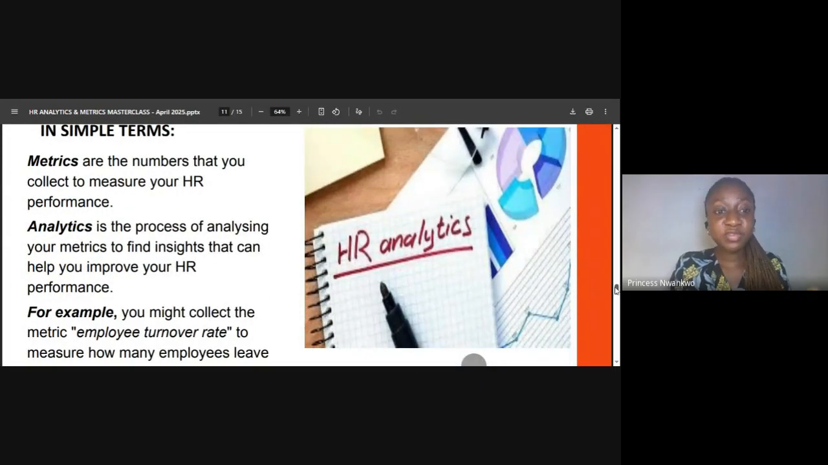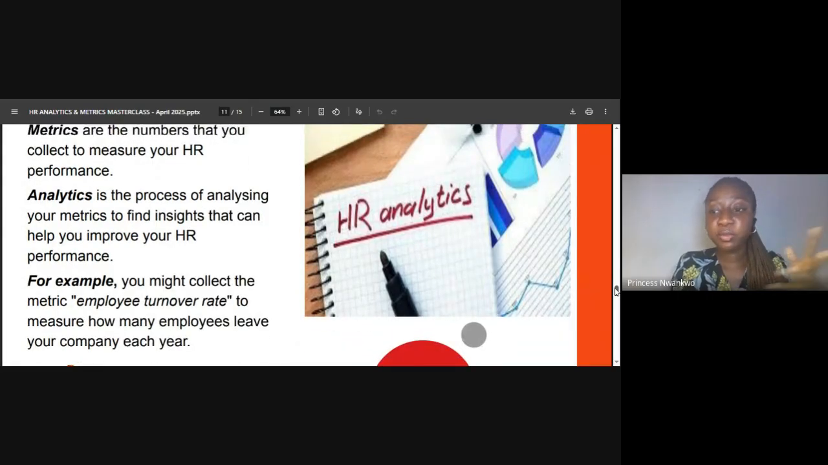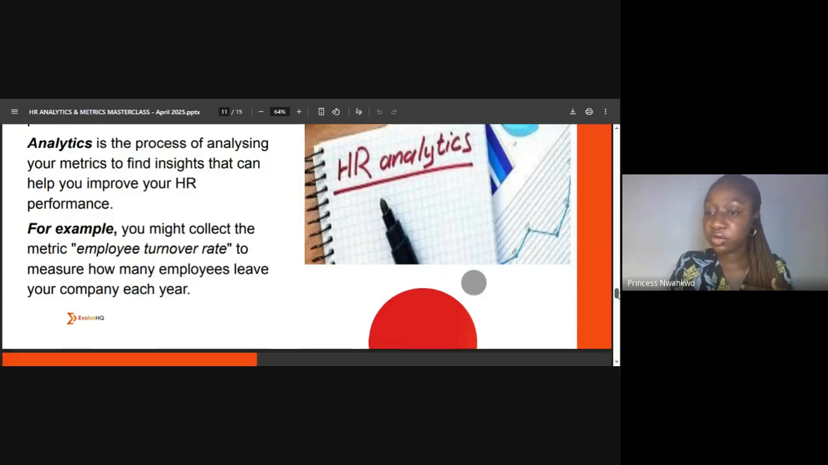So yeah, in simple terms, metrics are the numbers that you collect to measure your HR performance, while analytics is the process of analyzing your metrics, like I said earlier, to find insights that can help you improve your HR performance. So for example, you might collect the metric employee turnover rate. There's a formula for that. You might get that metric employee turnover rate to measure how many employees leave your company each year. And then you can use that data to create any relationships that you want to create.